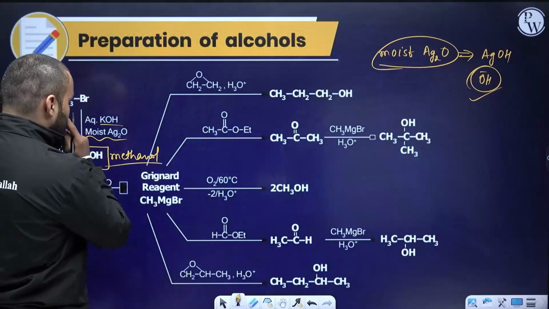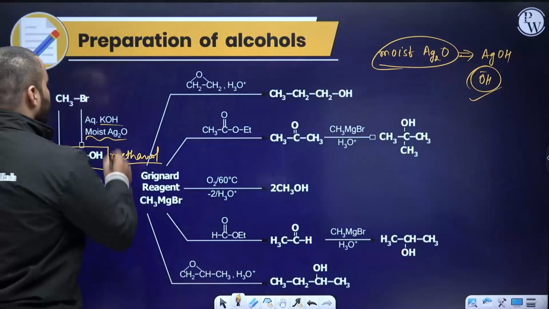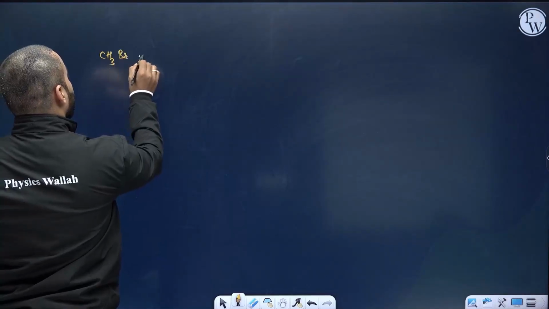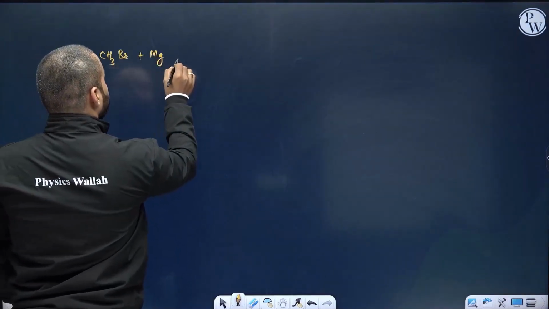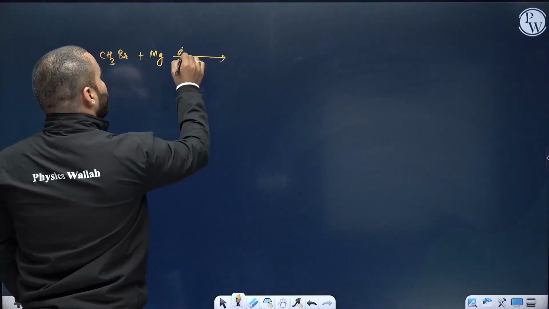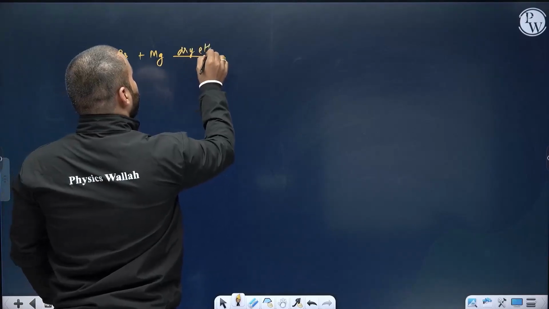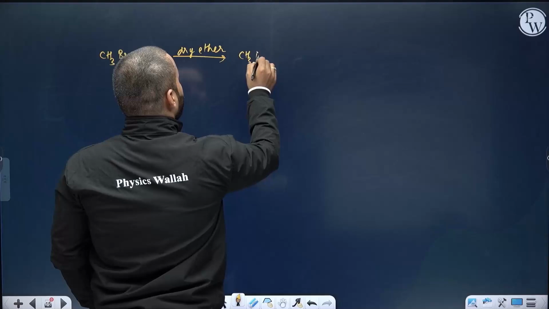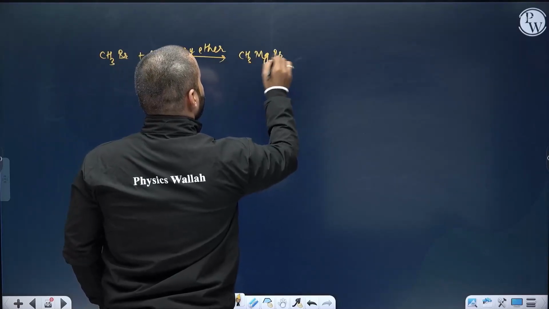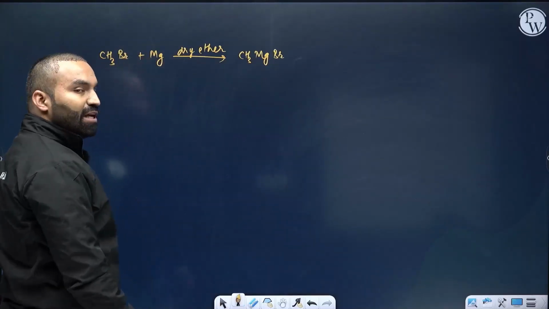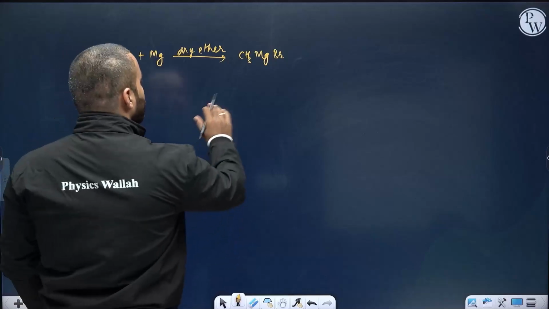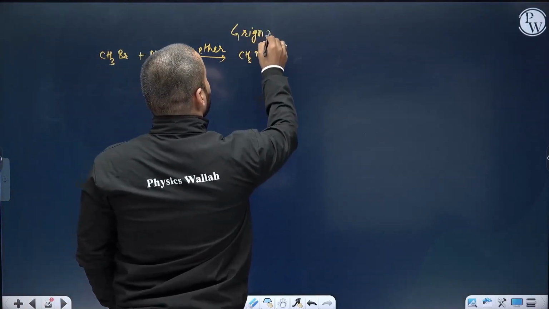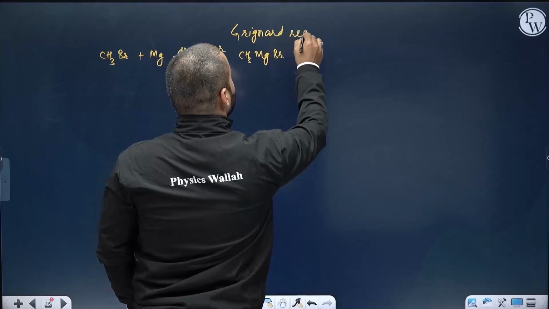Now, when alkyl halide CH3Br is reacted with magnesium, it has to be taken in dry ether. Why do we need dry ether? Because this will be generating methyl magnesium bromide. This is Grignard reagent. Do not pronounce the G, please. G is silent. Grignard reagent.